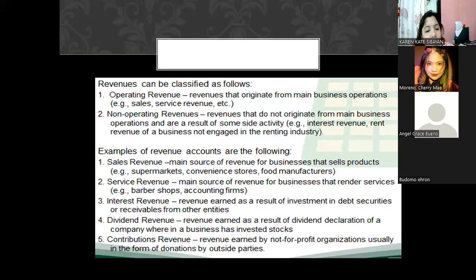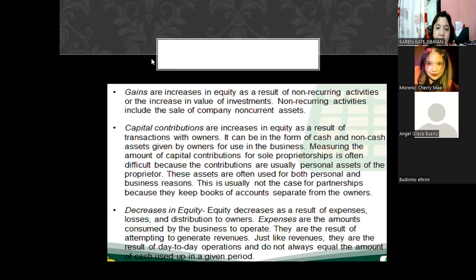Okay? So examples of revenue accounts are the following. Sales revenue. These are the main source of revenue for a business that sells products. Service revenue. Interest revenue. Dividends revenue. And of course, contributions revenue. Hindi ko na isa-isahin. Please read that. Nandiyan naman with examples pa yan. And not just memorize, understand, class. Do you have any questions at the moment?